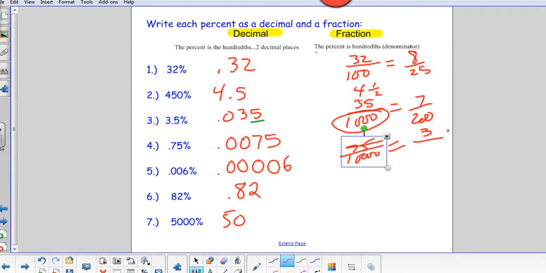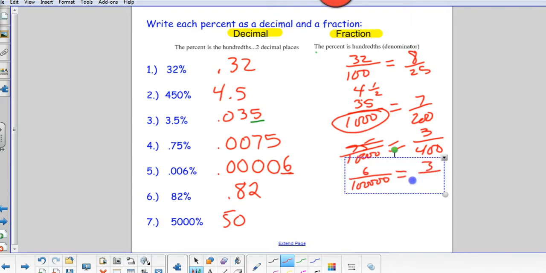250. Who's got a calculator? $400. Not even close, Bossard. Sorry. Every once in a while I get one wrong. Okay, this is going to be 6 tenths, hundredths, thousandths, 10,000, hundred thousandths. So 6 over 100,000. I'm going to divide a 2 out of there. It's going to be 3 over 50,000.